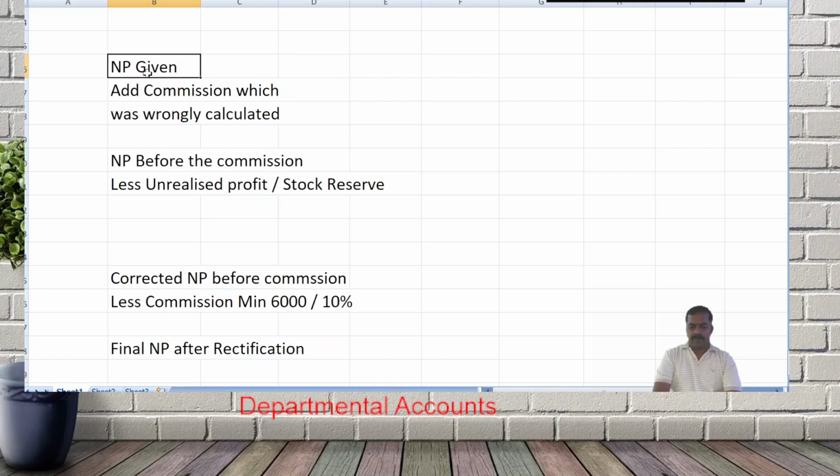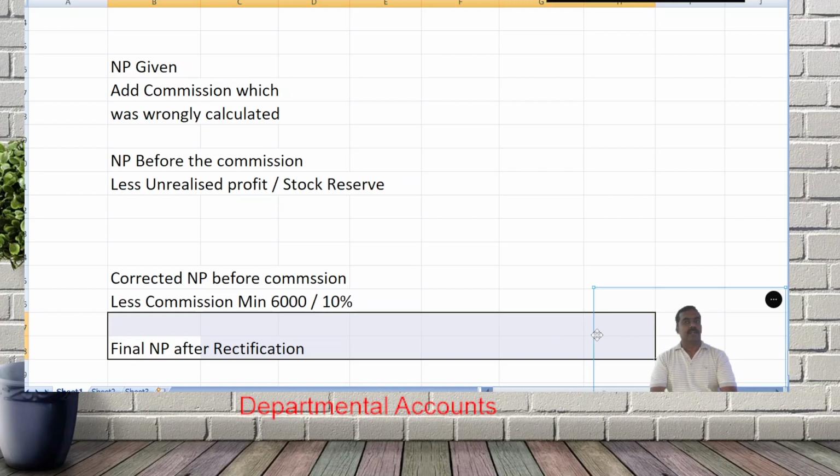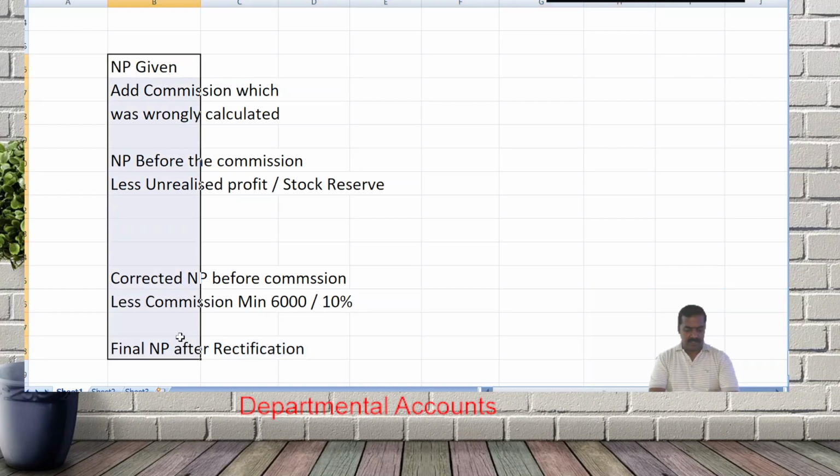Okay. So net profit given, add the commission which was wrongly calculated without eliminating stock reserve. You will get net profit before the commission. Adjust for the stock reserve. Then work out the corrected net profit. Then provide the correct commission. Then you will get which one? Final net profit after rectification. I told you the logic. You work out the numbers.